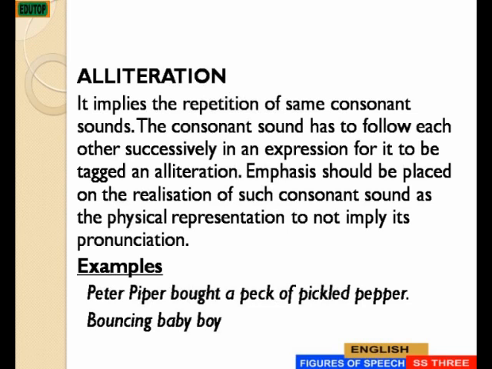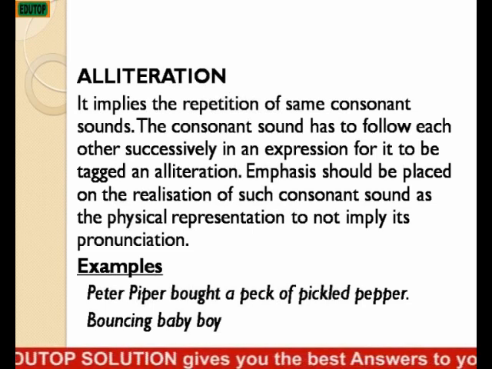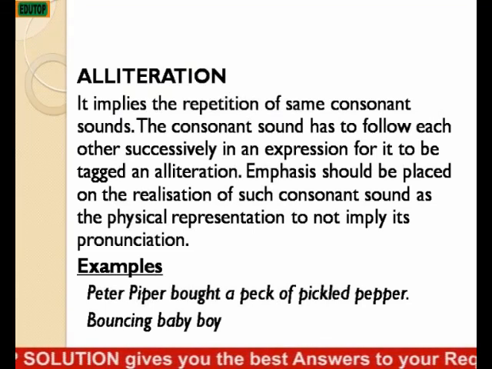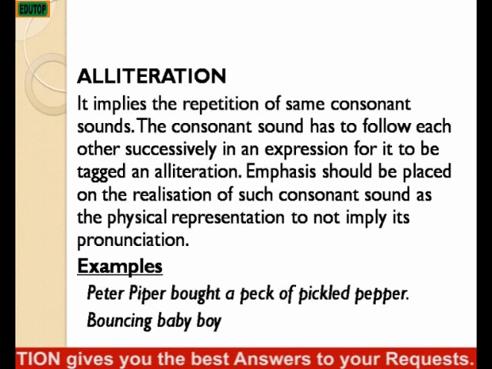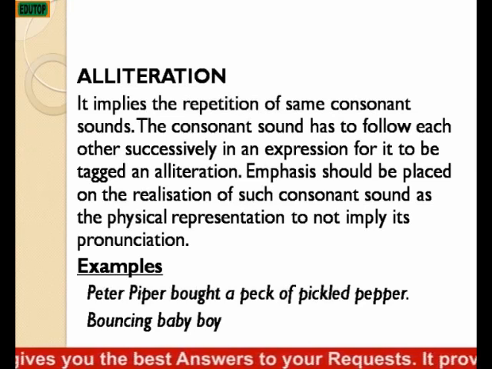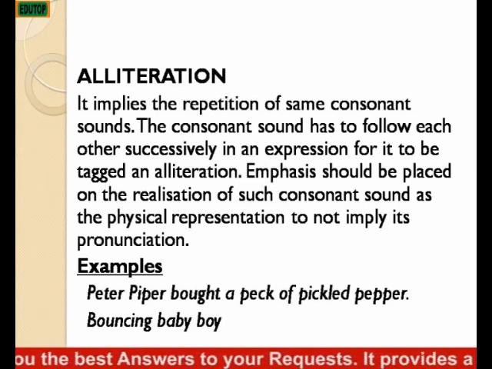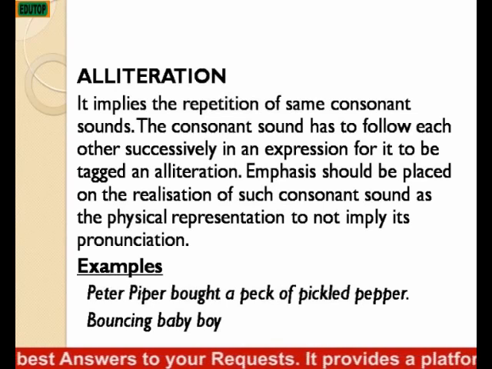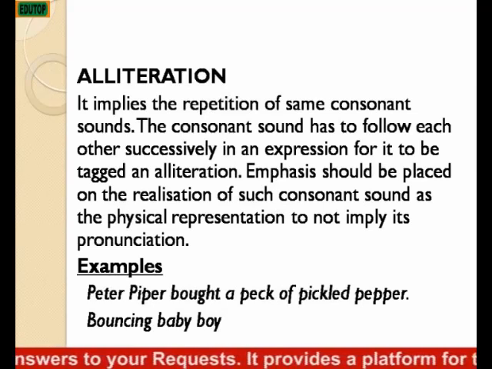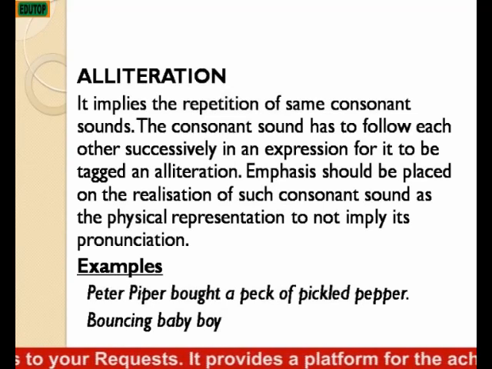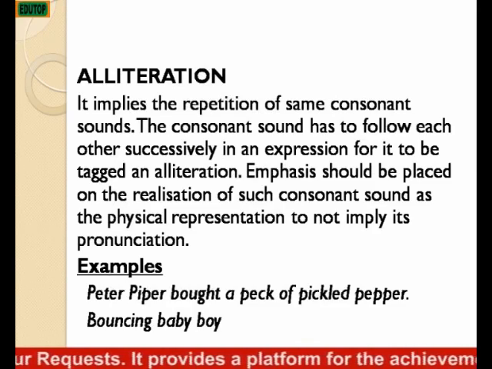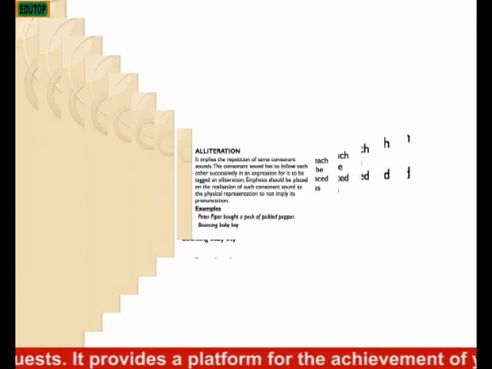Examples: we have Peter Piper bought a peck of pickled pepper. Here you discover that P is repeated. Peter Piper bought a peck of pickled pepper. Then another one says bouncing baby boy. B is repeated. Bouncing baby boy. So that is alliteration, expressing repetition of consonant sounds.